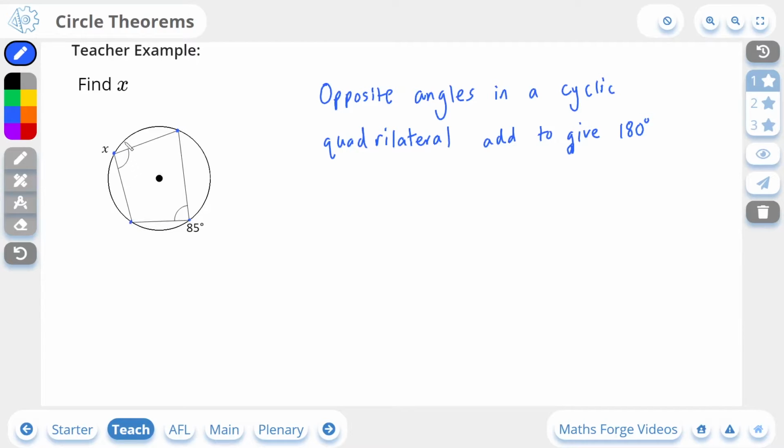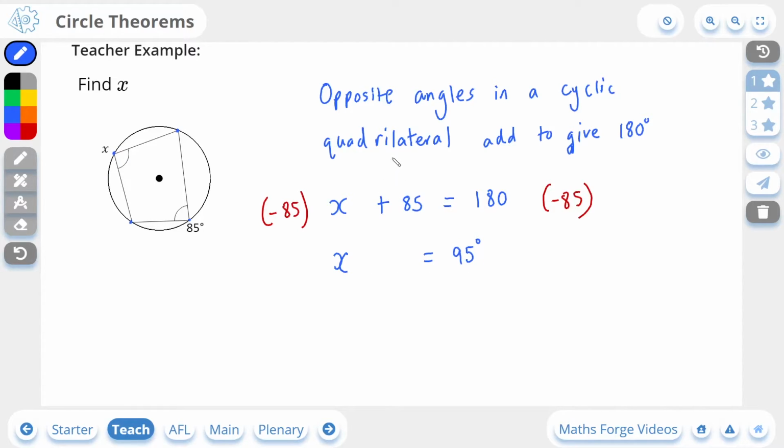But since they're asking us to find x, I can go ahead and structure the following equation. X plus its opposite angle of 85 degrees gives us 180 degrees. And now just rearranging for x, so if I cancel out this plus 85 by subtracting 85 from both sides, we end up with x is equal to 95 degrees.